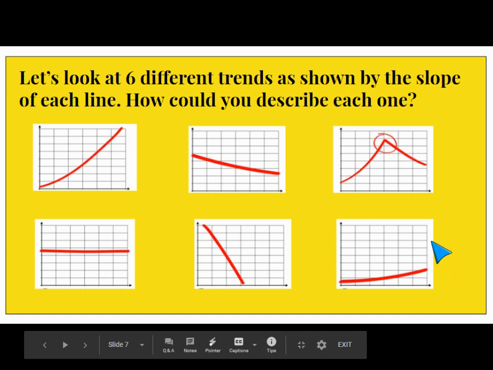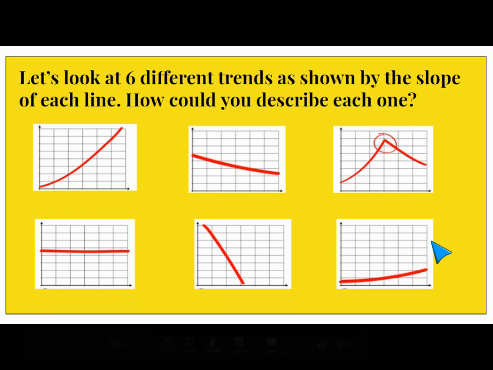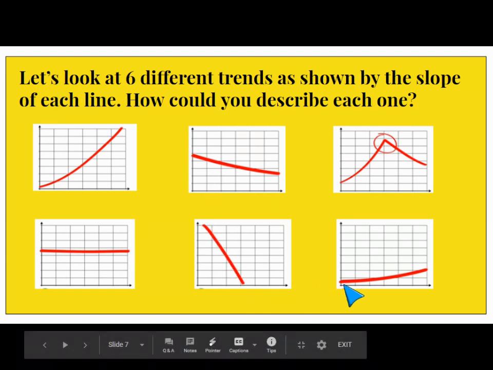All right, here are a couple different slopes. Let's talk about these 6 different trends as shown by the slope of each line, and how you could use the descriptors that we just had on the previous slide. So take a look and see what's happening. Remember, you're going from a point here to a point on the right. You're moving left to right, left to right, left to right.